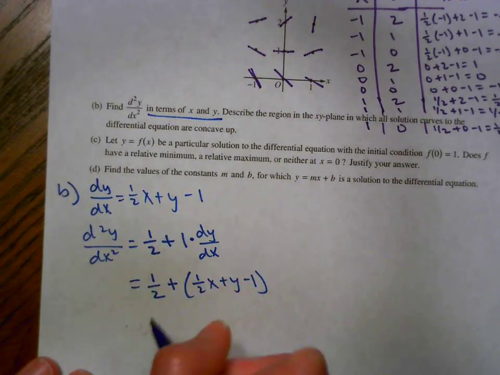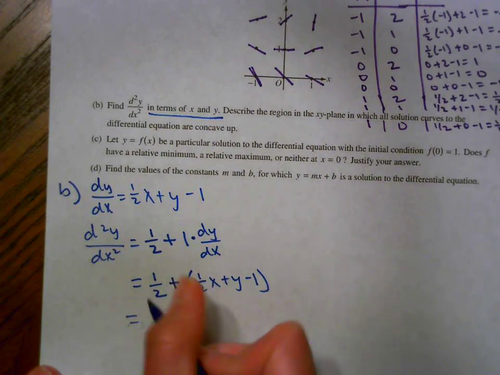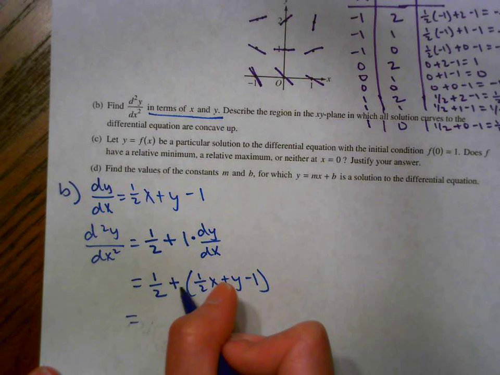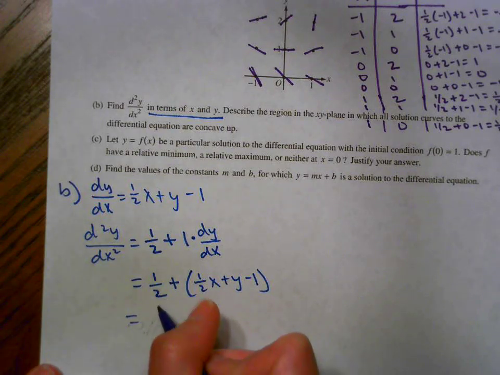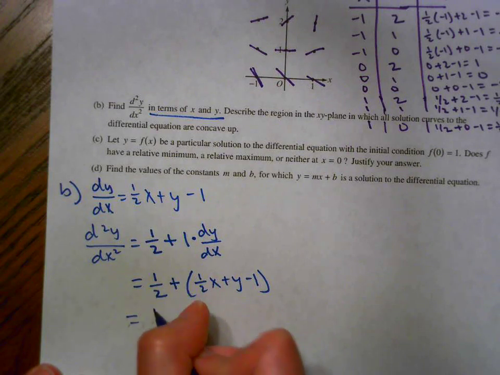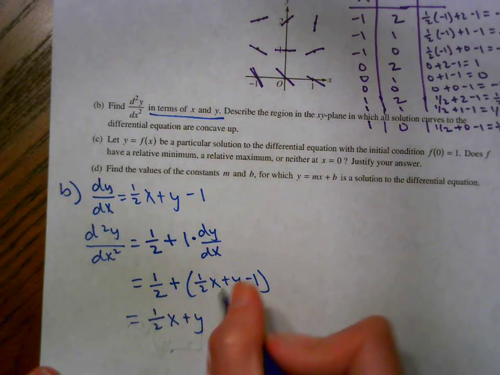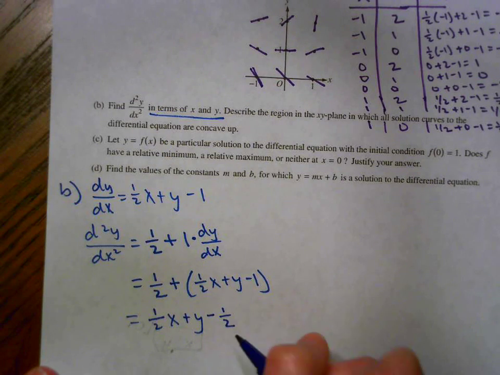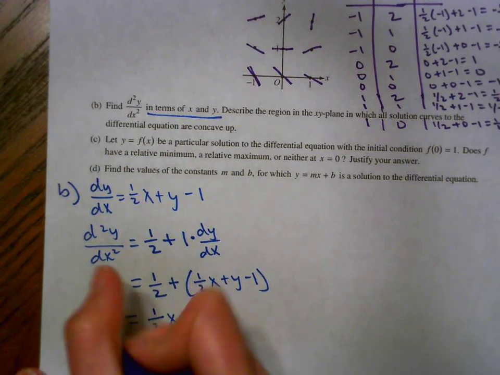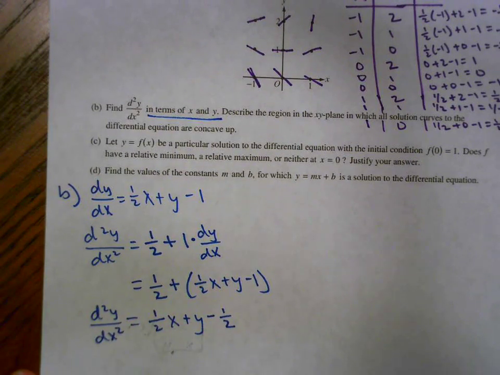And so we could clean this up if we want to. I guess you don't really need the parentheses since it's plus. So we can just combine like terms, 1/2 minus 1. I'll go ahead and write 1/2 x plus y, and then 1/2 minus 1 would be minus 1/2. So that is your second derivative. Even if you don't understand the second part of this question, at least you got that down.